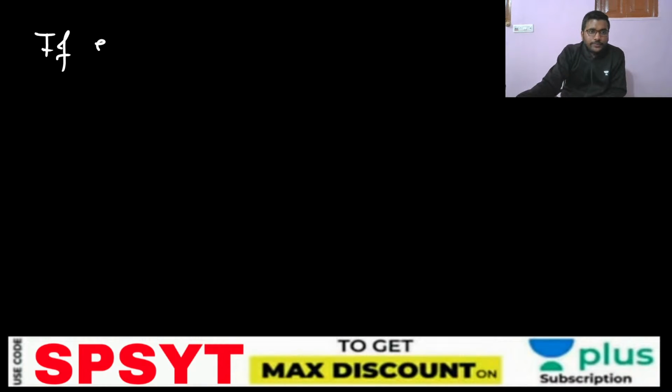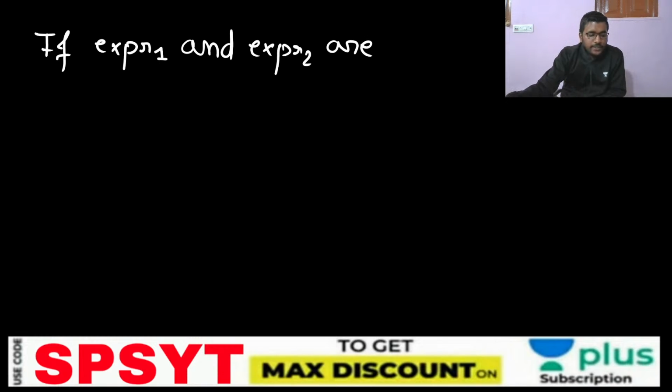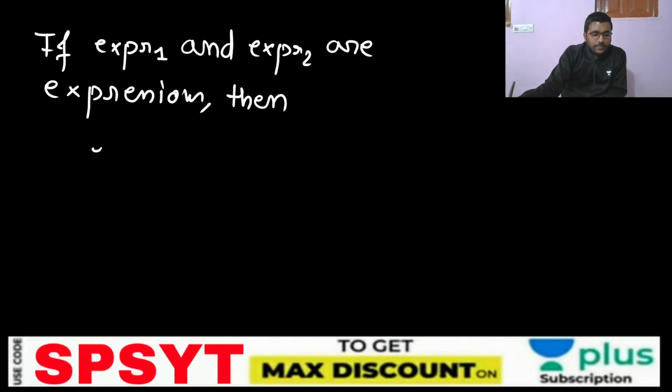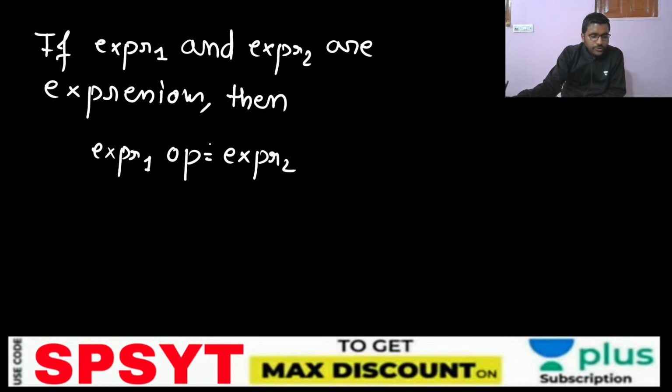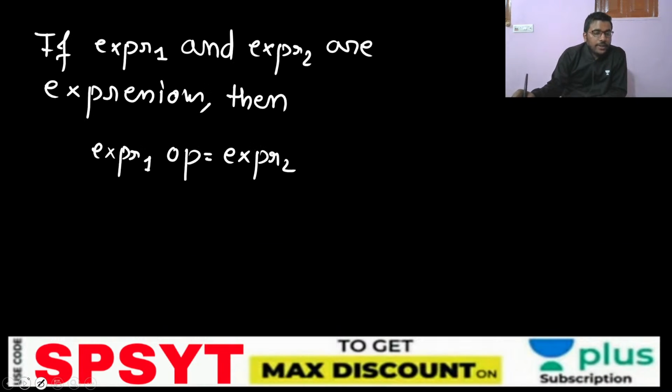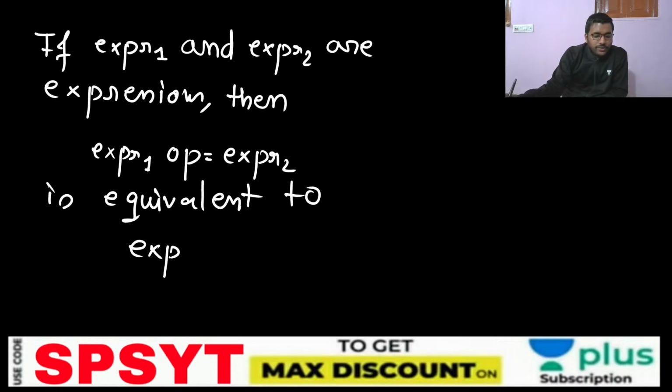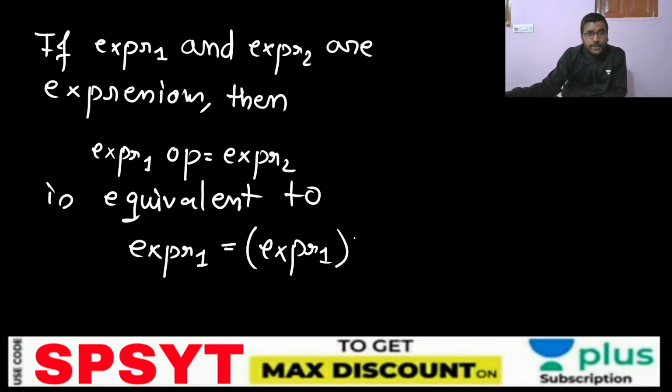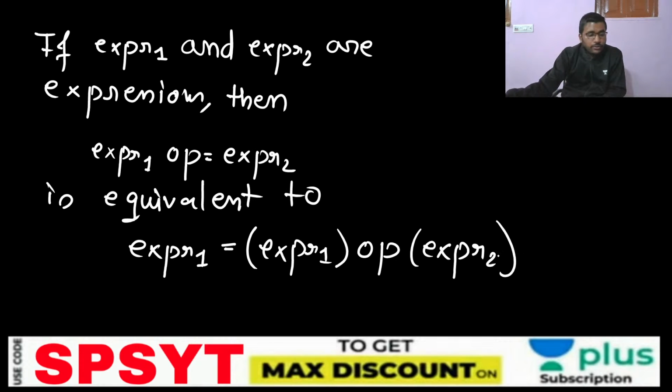So if expr1 and expr2 are expressions, then expression 1 operator equal to expression 2, where operator can be plus, minus, into, divide, mod, left shift, right shift, is evaluated as equivalent to expression 1 equal to expression 1, with parenthesis required, then operator, then expression 2. This is very important. Don't make a mistake here.